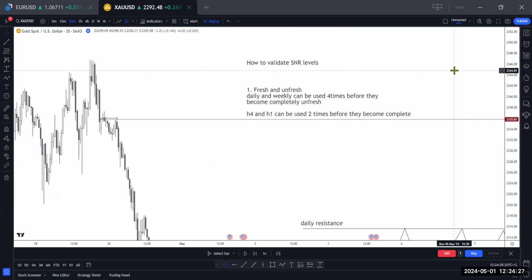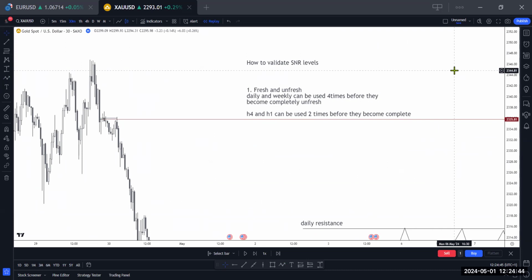And when you are refining, ensure you are refining from a fresh level. If your level is not fresh, there's a high chance that price is going to break it. The second way is a miss.